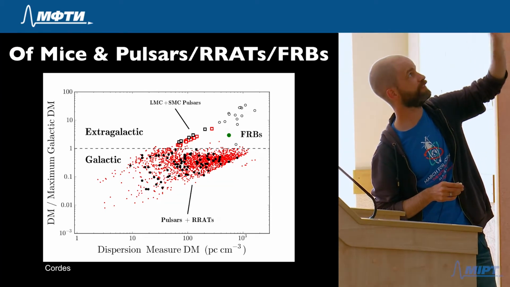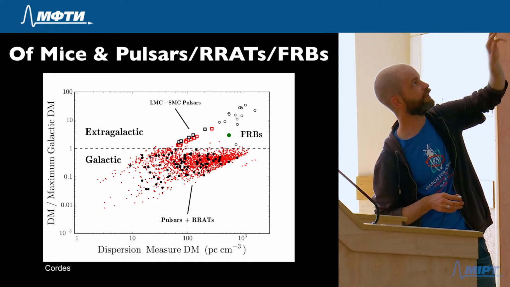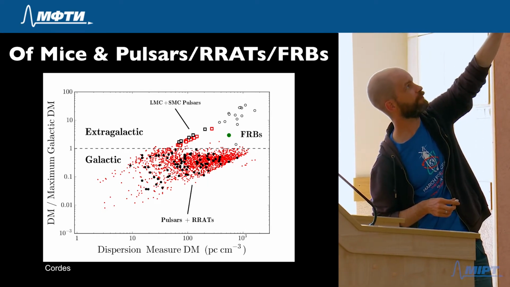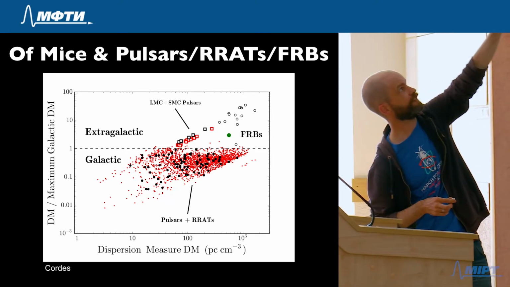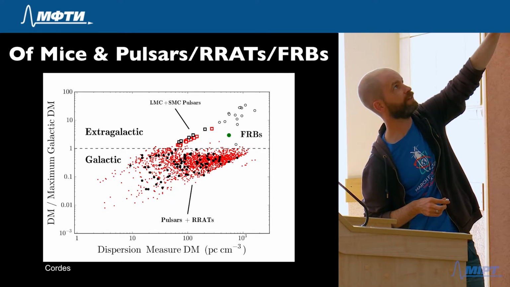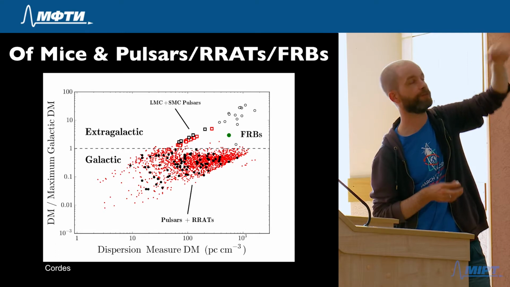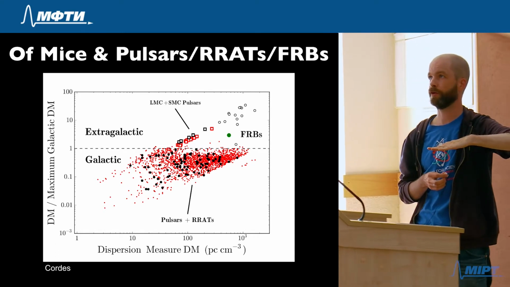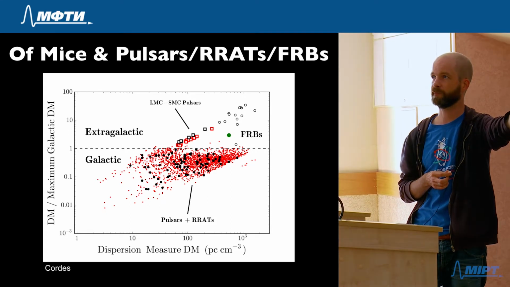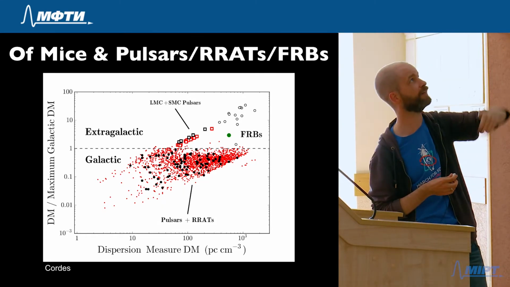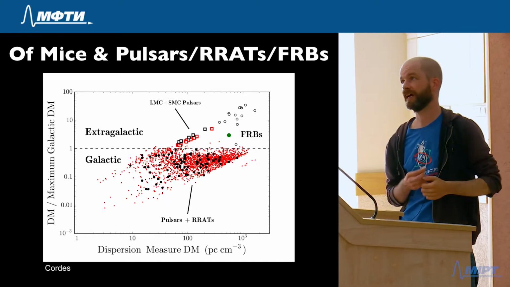So if one makes a diagram, it's a little bit difficult to interpret, but it's a really nice diagram once you wrap your head around it. This is made by Jim Cordes at Cornell. If you look at the maximum galactic dispersion measure that one would expect in his model, this horizontal line of 1 tells you that anything below that line should be within our own galaxy, right? Because it could be at the edge of the galaxy and then you would reach the maximum expected dispersion measure, but if it's nearby, then it's below that line. And anything above that dashed line should in principle be extragalactic.